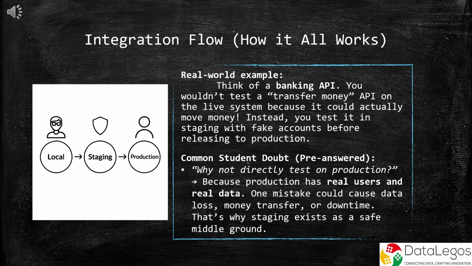Think of a banking API. You wouldn't test a transfer money feature on the live system because it could actually move money. Instead, you test it in staging with fake accounts. Why not test on production? Because it has real users and real data. One mistake could cause data loss or downtime, which is why staging is the safe middle ground.